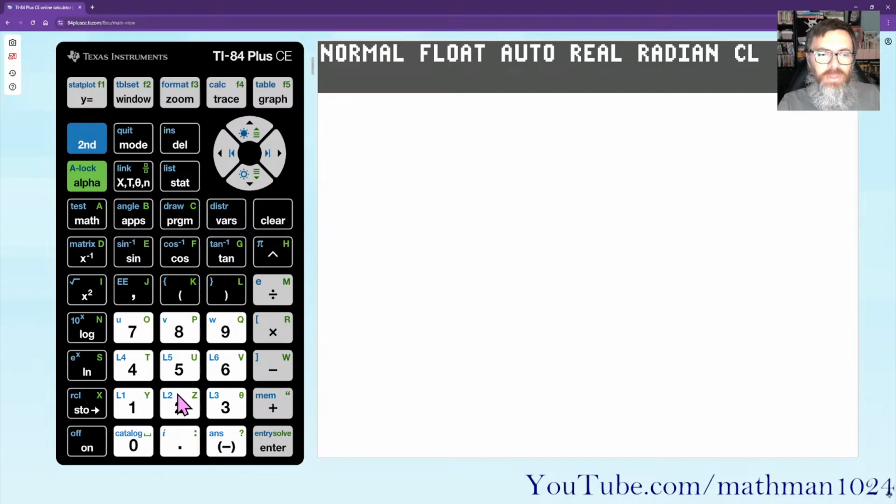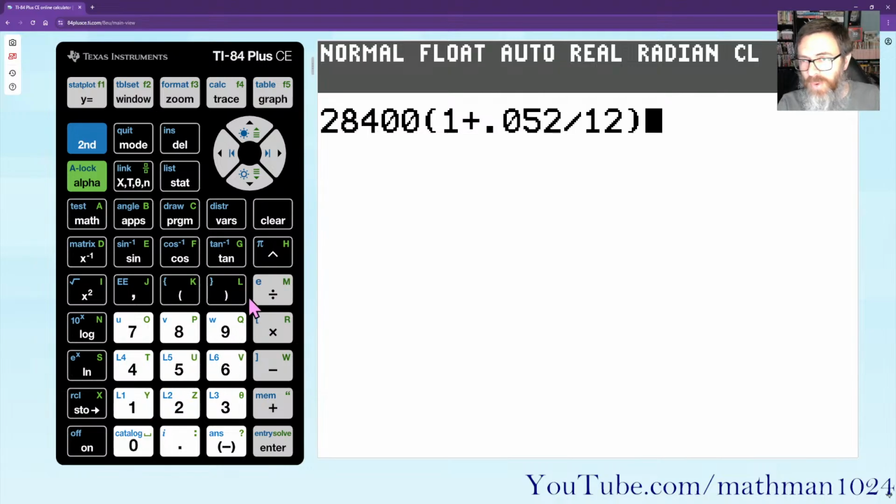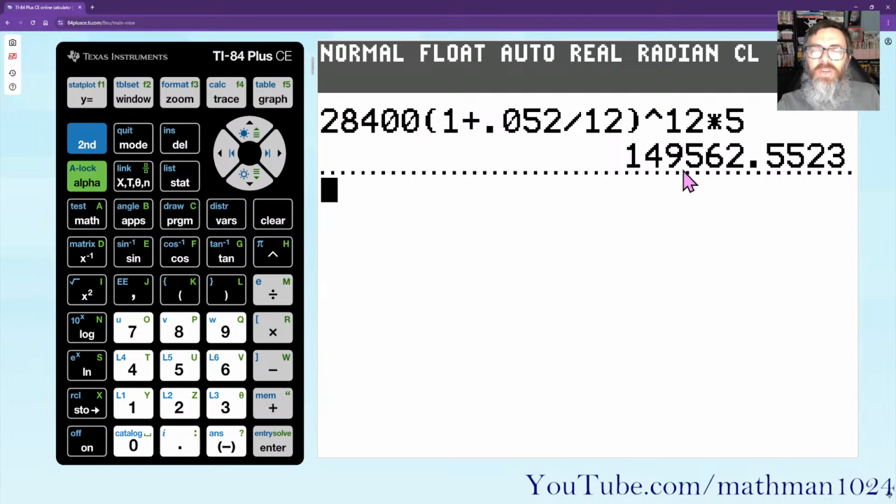Oh, whoops. So that's 28,400 times (1 plus 0.052). Now, so far, this is all looking the same as it was before. But now when I press the power button, I get that little circumflex. Anyway, yeah, so you get the power. Now, if I just do 12 times 5, because that's what I did before, let's see what we get. We get 149,000. See, that doesn't sound right.